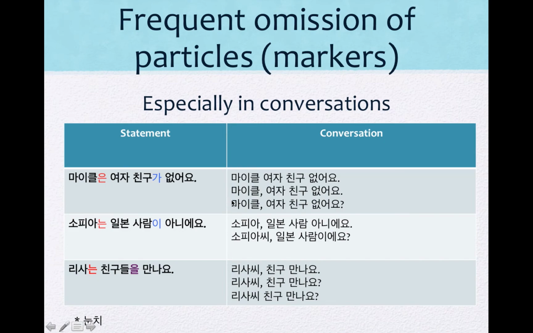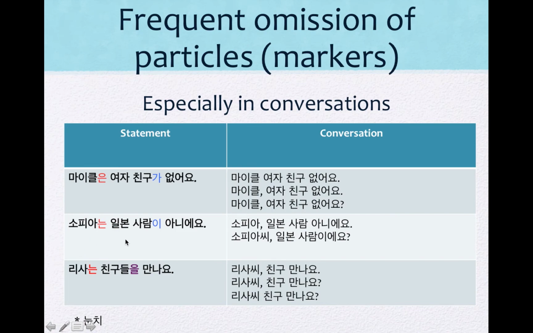But you can make the meaning a little clearer by saying Michael, 여자친구 없어요. So you're saying not Michael's girlfriend, but Michael. When it comes to Michael, 여자친구 없어요. When it comes to Michael, he doesn't have a girlfriend. And if you ask a question, chances are it means Michael, 여자친구 없어요? That means Michael, I'm talking to you. Do you not have a girlfriend? Context.